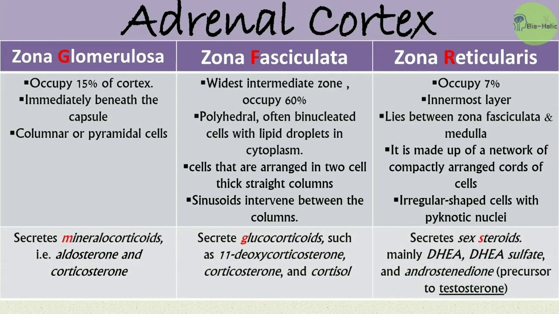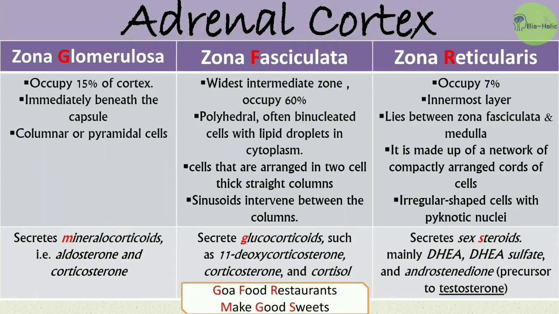So from zona glomerulosa, mineralocorticoids, that is aldosterone and corticosterones, are secreted. From zona fasciculata, glucocorticoids such as corticosterone and cortisol are secreted, and from zona reticularis, sex steroids, mainly dehydroepiandrosterone, dehydroepiandrosterone sulfate, and androstenedione are secreted. I will tell you an easy trick to remember the different exact sources of adrenocortical hormones.